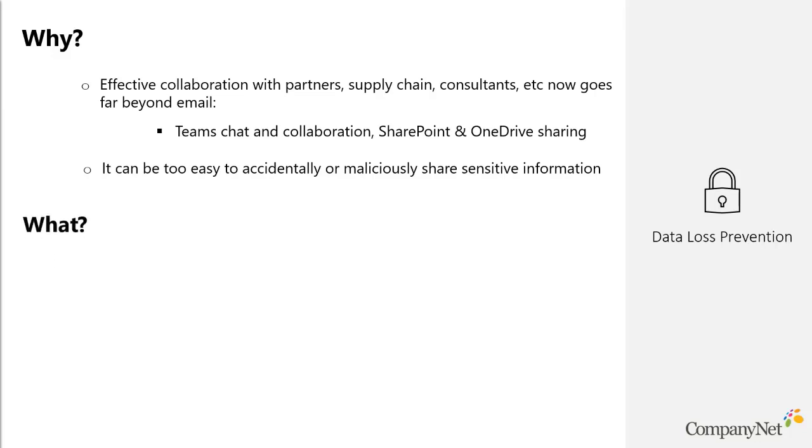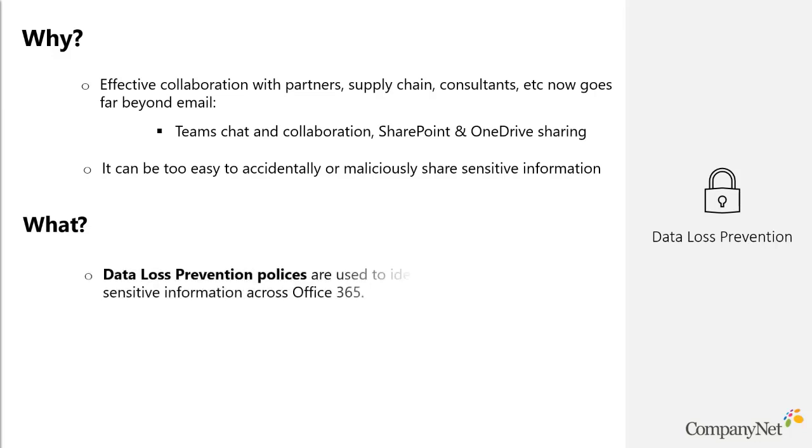So what can data loss prevention help us do? Data loss prevention policies are used to identify, monitor and protect sensitive information across Office 365. We can then apply actions to notify, warn users or block sharing of that content, which gives you the power to manage how your data is being sent. And when we talk about sensitive information types, there are different ways this can be applied, which I'll explain a bit later on.